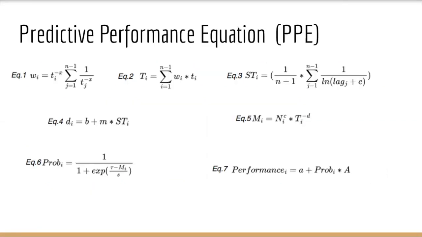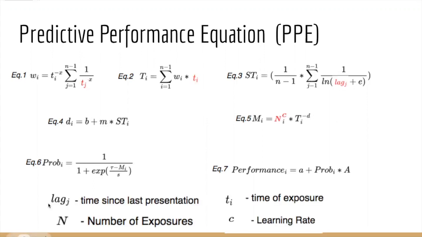The PPE is composed of 7 different equations shown here. The model has 4 fixed parameters: lag, time since the previous presentation; t, the time of exposure; n, the number of exposures to some item; and c, a learning rate, which is traditionally held constant.